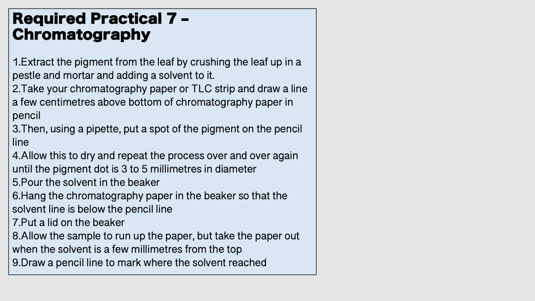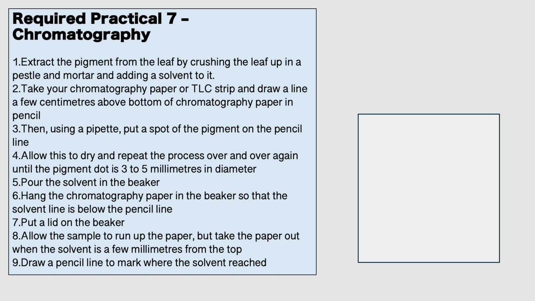Okay, so step 1, we extract the pigment from the leaf by crushing the leaf up in a pestle and mortar and adding a solvent to it. Then step 2, take the chromatography paper or the TLC strip and draw a line a few centimetres above the bottom of the chromatography paper in pencil. We use pencil because if we use pen, the ink would dissolve into the solvent and interfere with the pigment's chromatography. Then, using a pipette, put a spot of the pigment on the pencil line.